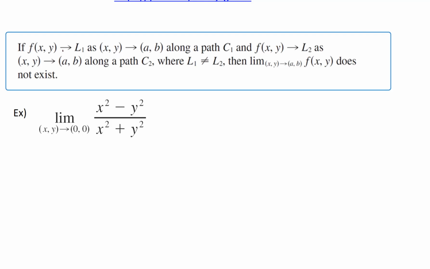In this example, we want to look at the limit as (x, y) goes to (0, 0) of (x squared minus y squared) over (x squared plus y squared). Okay, so let's look at C1. So C1 will be the path as x goes to 0 while holding y constant at 0.